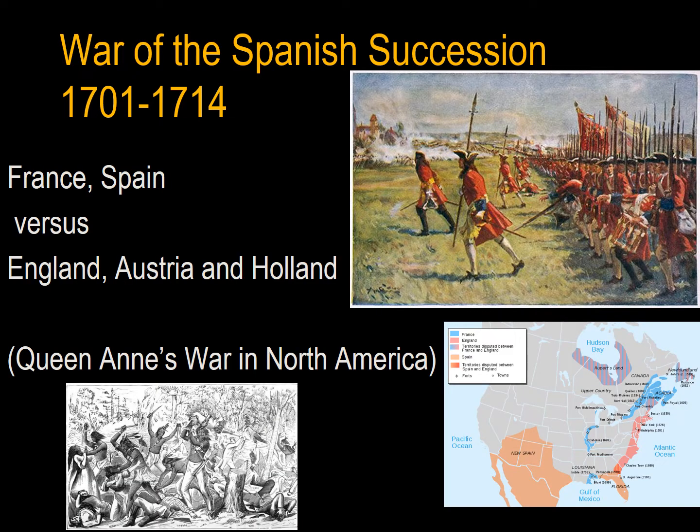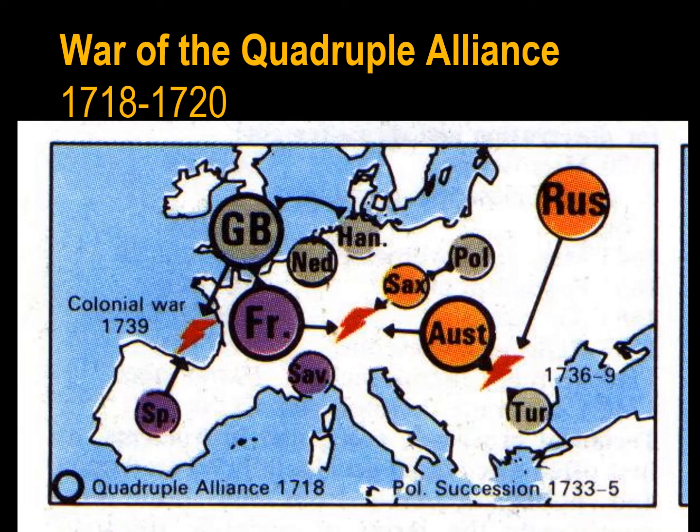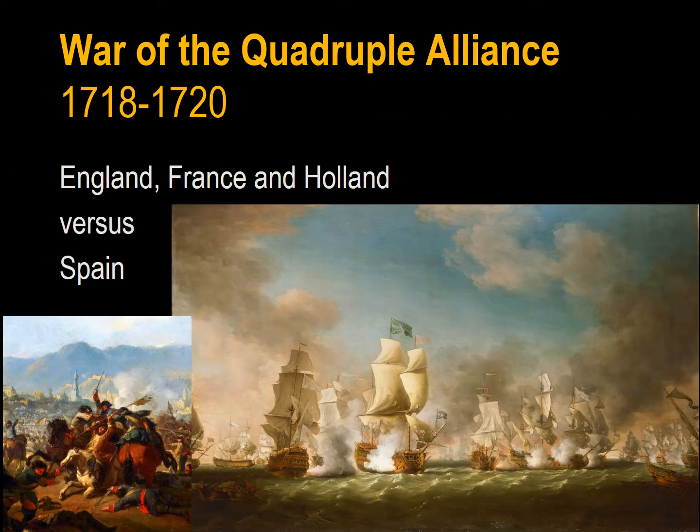So here you can see the countries on the different sides. There followed the War of the Quadruple Alliance, 1718 to 1720. The war was fought over the succession in France. Here we have England, France, and Holland opposing Spain. Here you can see the two general alliances.